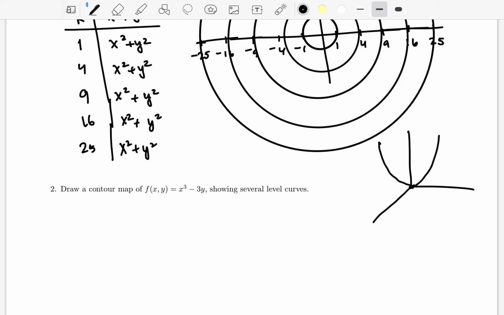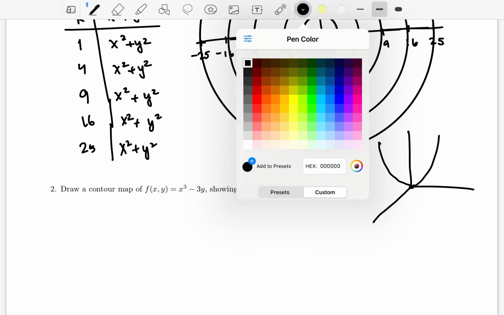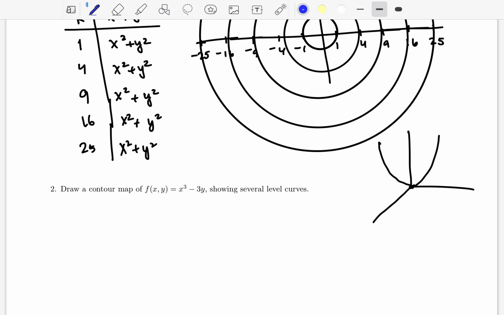So then this would be, hold on, this is the level curve when k is equal to 1. So super small here, radius 1, right? Radius 1. Okay, radius 1. And this is when it is 4. And this is when it is 9. And this is when it is 16 and so on.